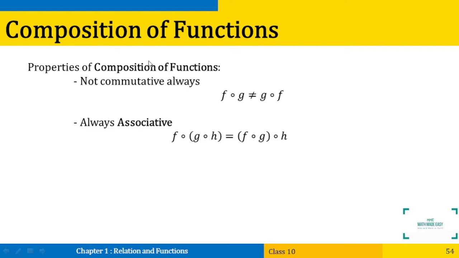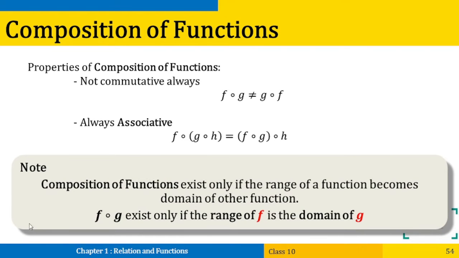Some of the properties of composition of functions are as follows. Composition of functions is not always commutative. You can see some functions to be commutative, but in general it's not commutative. And composition of functions is always associative. Okay, so there is a proof of it, but it's beyond the scope of this video, so I am omitting it. If you want, you can ask in the comment box. I'll refer to a proof and let's release it as another video, right?